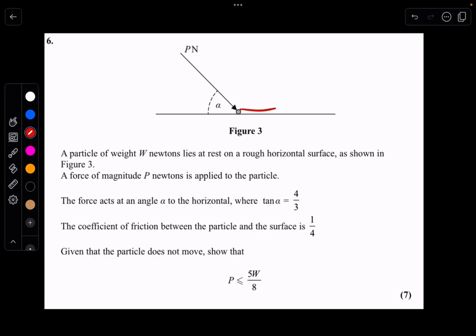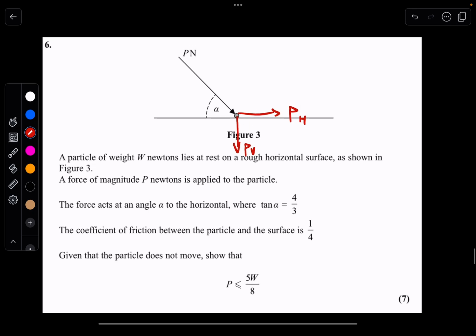axis. So P, let's denote this as PH, and then this as PV. So horizontal and vertical portion of the P vector, and then we have another pointing down, which is W, given in the question statement, and we also know that there's a friction acting on it because it's a rough surface. So let's write here, this is F.